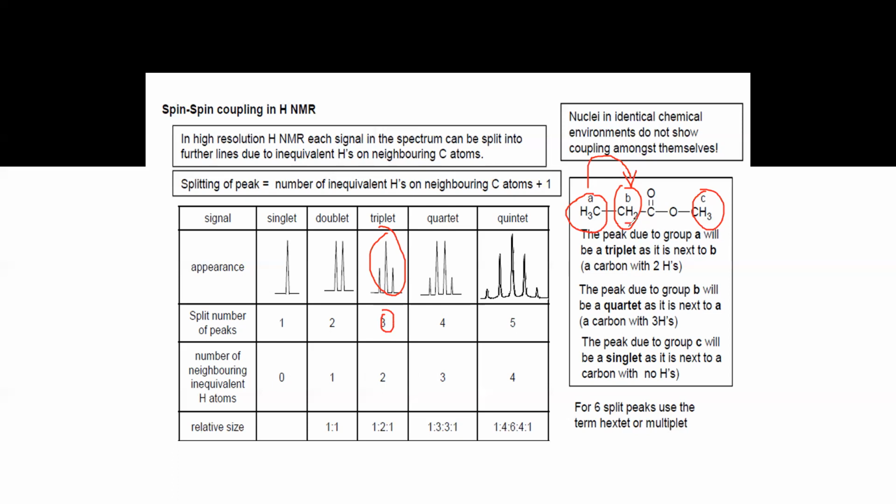For CH2, the neighbor has 3 hydrogens, because next to it there is no hydrogen on the other side. If there are 3 hydrogens, how many peaks will it split into? It will split into 4 peaks, a quartet. And for C, the neighbor is 0. If the neighbor is 0, then how many peaks will it split into? It will be only one, a singlet. So we will get a triplet, a quartet, and a singlet. The peak of CH3, which has 2 neighboring hydrogens, will be a triplet. The peak of CH2 will be a quartet because there are 3 hydrogens, so 4 peaks. And the peak of the other CH3 will be a singlet.